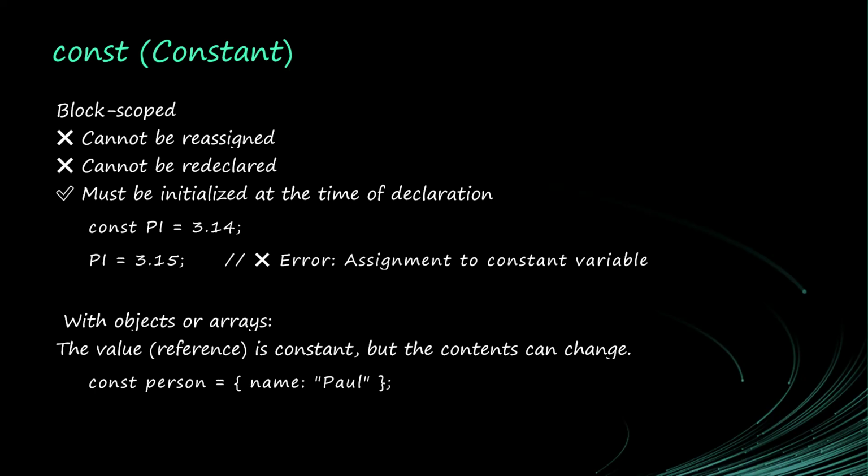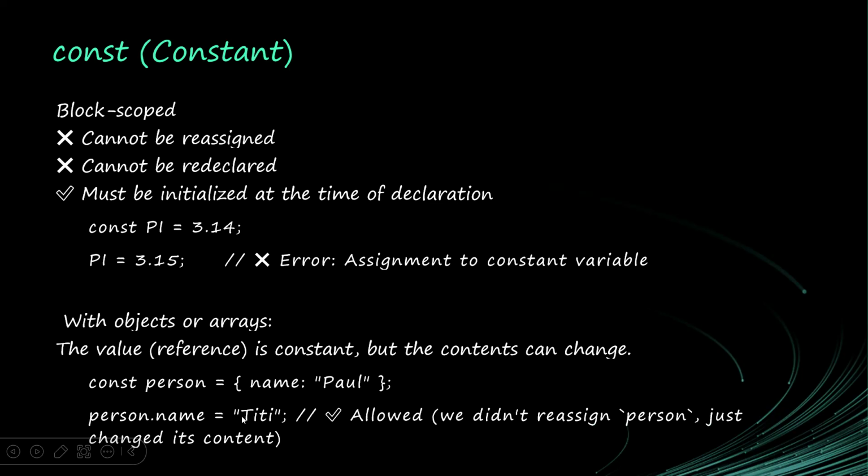All right. So this person variable is the reference to this object. You cannot change the person reference, but you can change the content. I can change the name. So I can say person.name is equal to TT. All right. I'm not changing the reference. I'm changing the content of the object. It is allowed. We didn't reassign person. We just changed the content. So we cannot reassign person here.